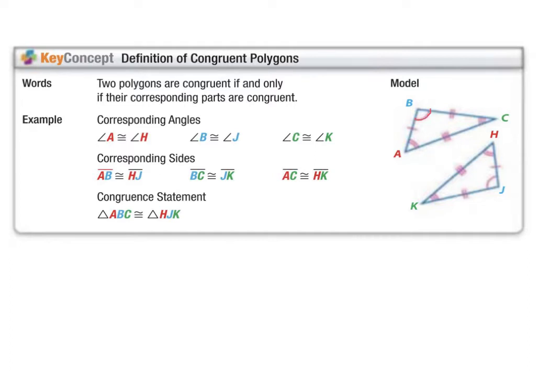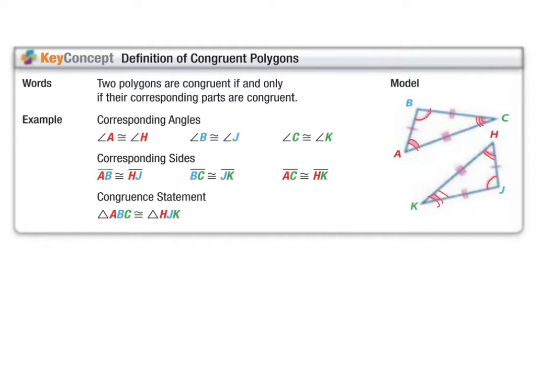angle B, which is congruent with angle J. Then we have angle A, which is congruent with angle H. Then we have angle C is congruent with angle K. Not only are all three angles congruent, but all three sides are also congruent.